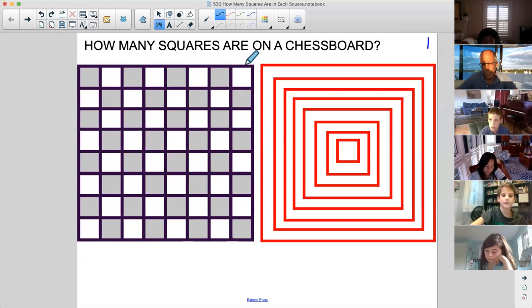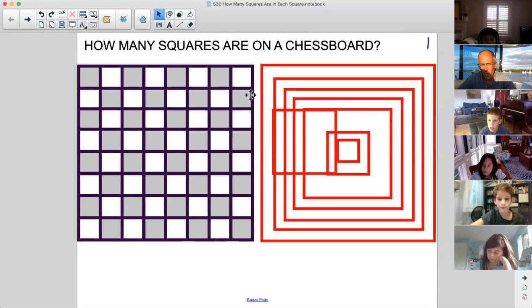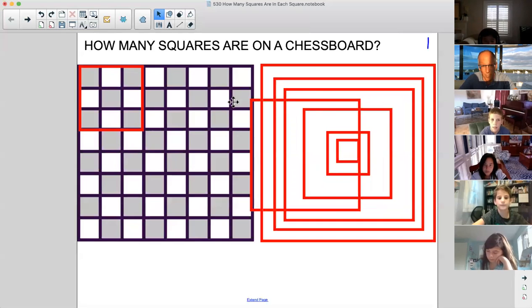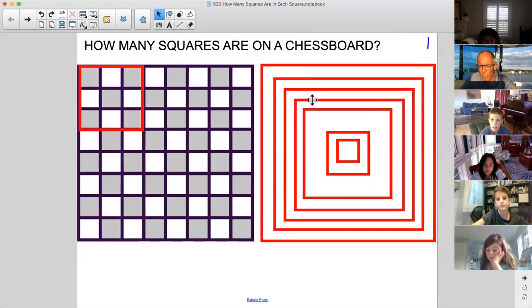Because you can have like a 3x3 square and a 5x5 square. Wait a minute, guys, check this out. I've got a 3x3. I've got a 5x5. Omer, that was awesome.